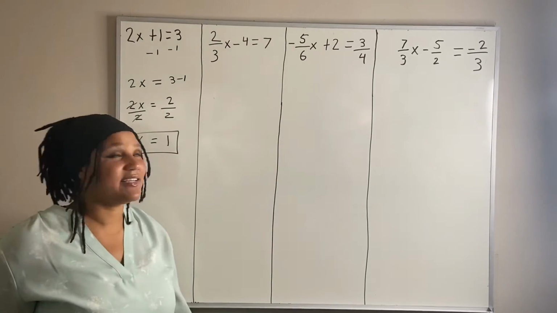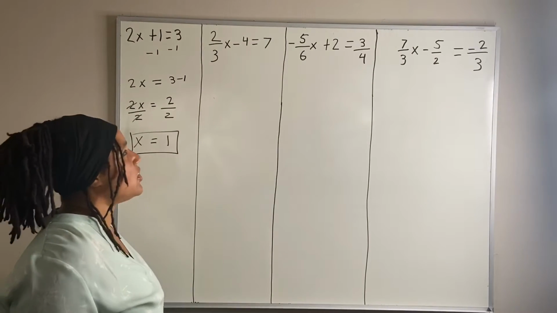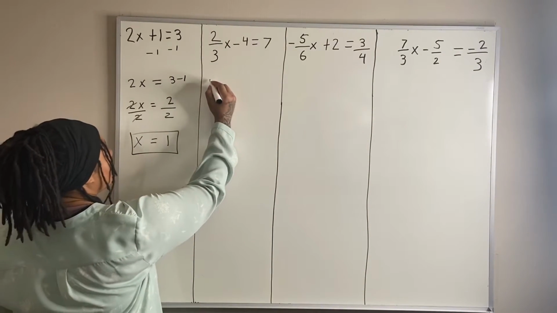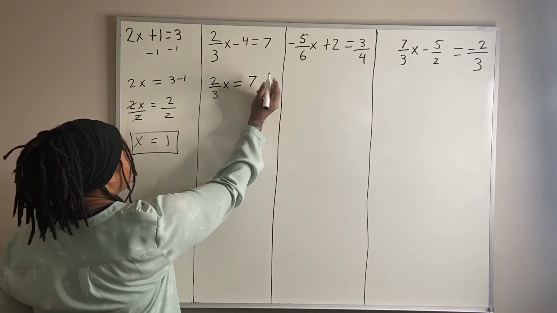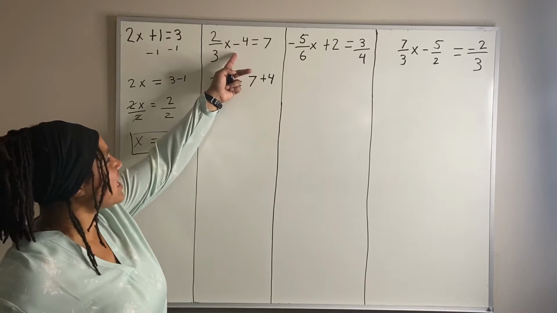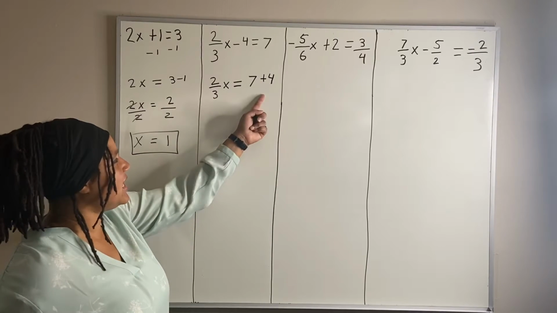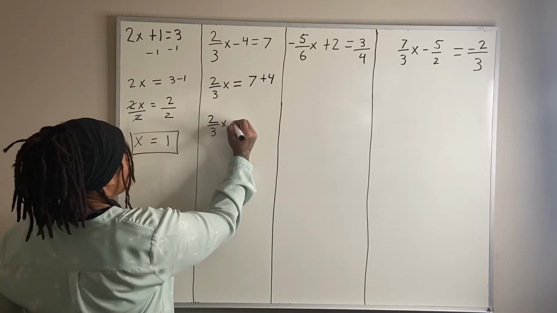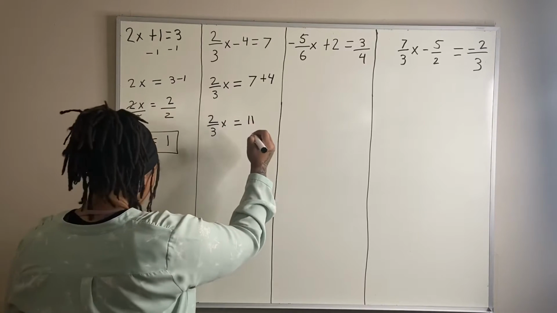Let's look at our second example. Again, we want to isolate x. We have a subtraction sign, so we are going to add 4 to both sides. So I'm going to say 2/3 x is equal to 7 plus 4. So if I add 4 to this negative 4, we get 0. That's why we're left with 2/3 x on the left side and 7 plus 4 on the right side. Again, we have 2/3 x is equal to 7 plus 4, which is 11. Okay?